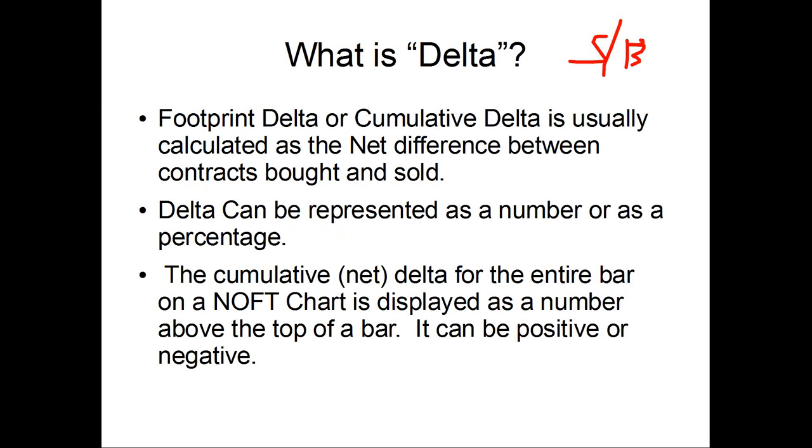Cumulative or net delta for the entire bar on a Noft chart is displayed as a number above the top of the bar. And it can be positive or negative.